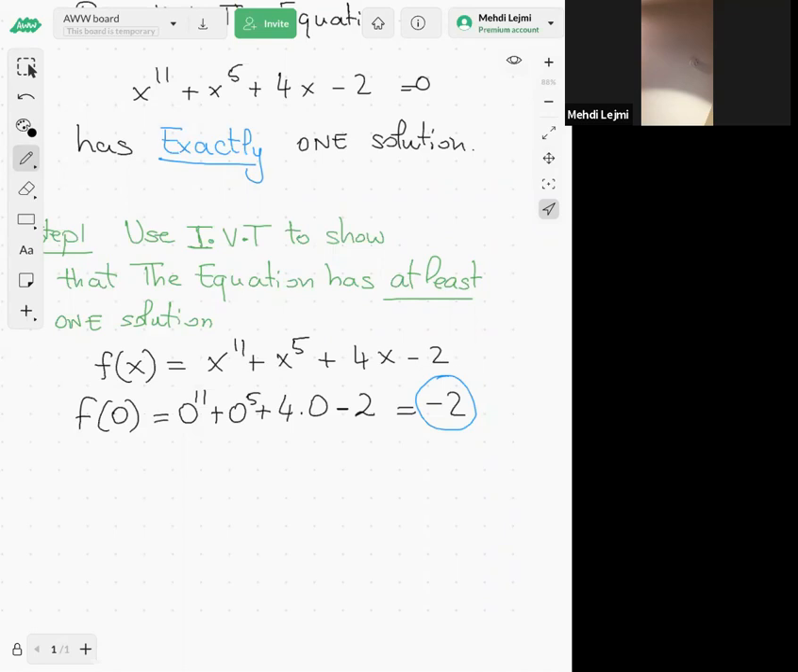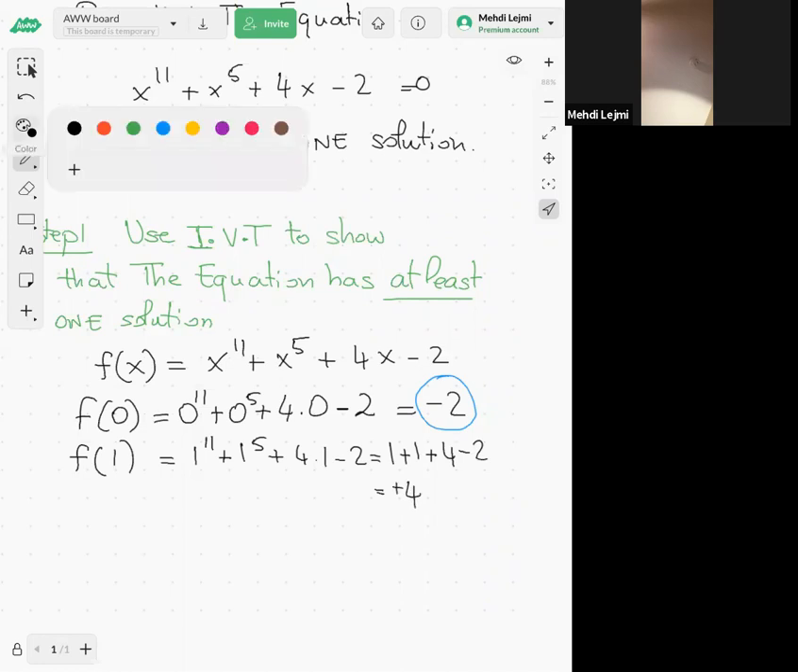So if you pick 1, for example, then it's 1 to the power 11 plus 1 to the power 5 plus 4 times 1 minus 2. So that's 1 plus 1 plus 4 minus 2, which is equal to positive 4. So you see, f of 1 is positive 4, and f of 0 is negative 2.